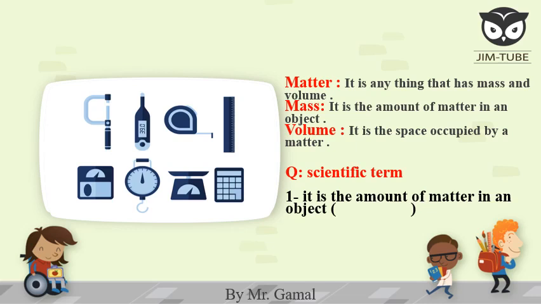Give me the scientific term that asks about the definition, the name of the term. Matter is anything that has mass and volume. Mass is the amount of matter in an object. Volume is the space occupied by matter.